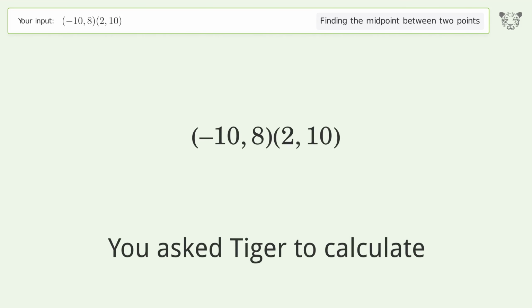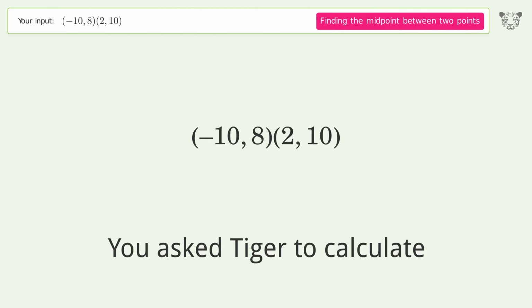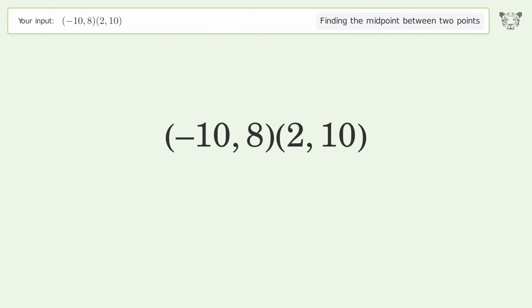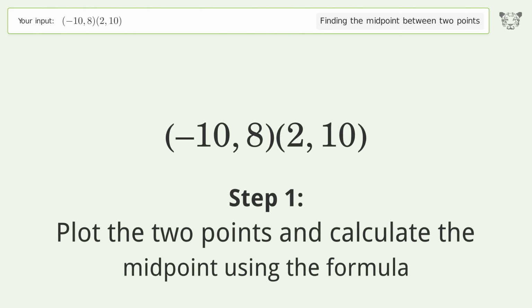You ask Tiger to calculate. This deals with finding the midpoint between 2 points. The midpoint between the 2 points is -4, 9. Let's solve it step by step. Plot the 2 points and calculate the midpoint using the formula.